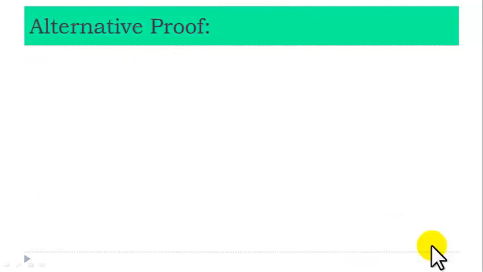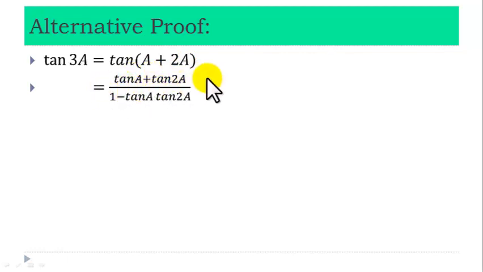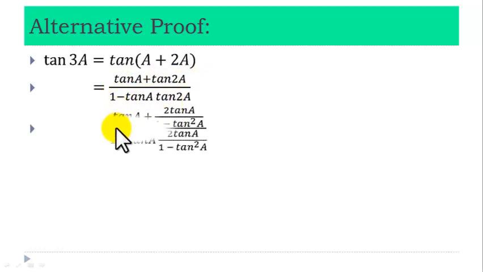The alternative proof. Let us express tan 3a as tan a plus 2a. Then, using the addition formula for tan, this is equal to tan a plus tan 2a all over 1 minus tan a tan 2a. This is equal to tan A plus, recall that tan 2A is 2 tan A all over 1 minus tan squared A, all over 1 minus tan A times 2 tan A all over 1 minus tan squared A.